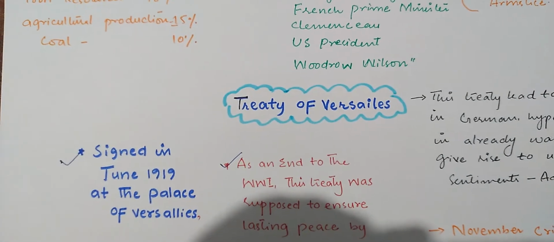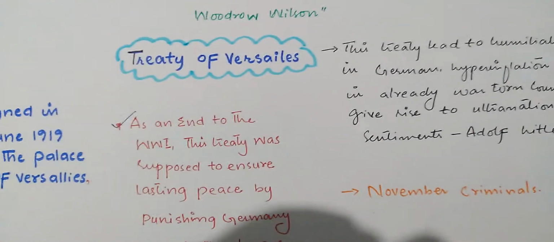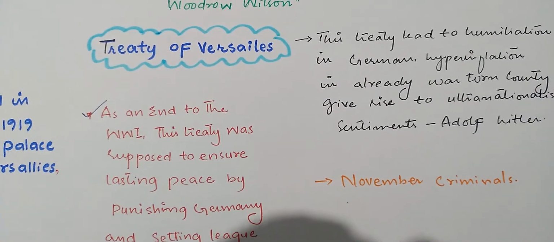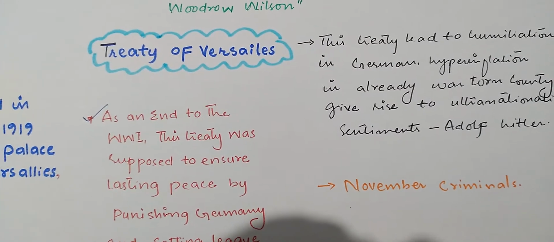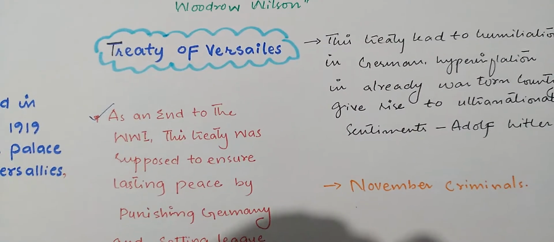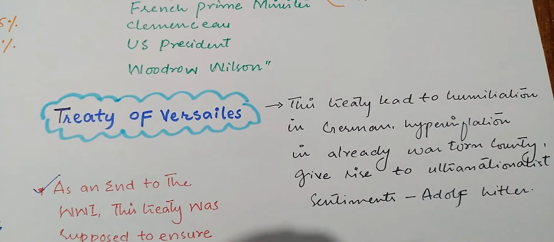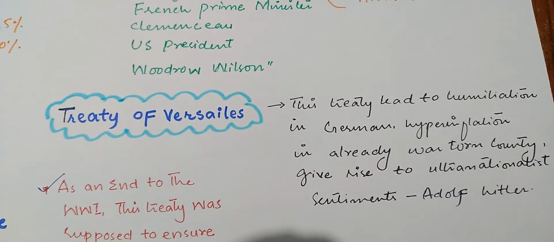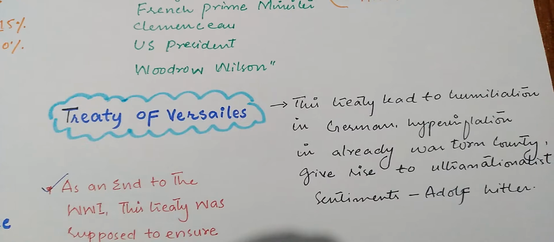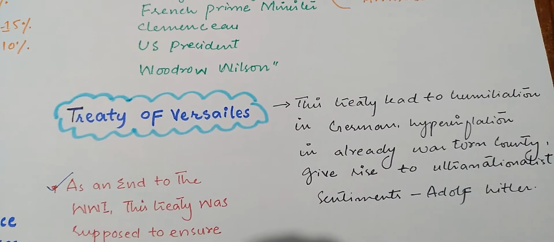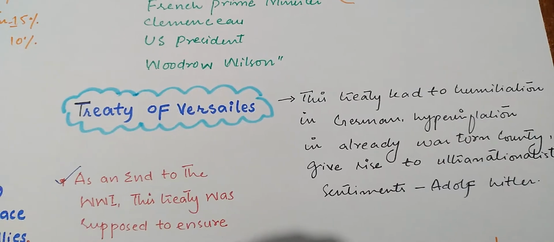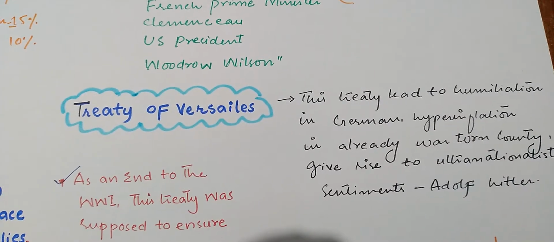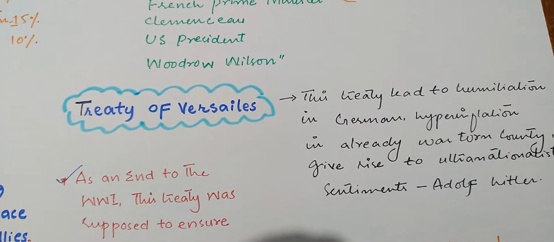The most important thing to remember is that those who signed the Treaty of Versailles from the German side are known as the November criminals in Germany. This treaty led to humiliation in Germany and hyperinflation, and people had to take trillions from their homes just to buy a small loaf of bread, because hyperinflation was much higher after World War One.